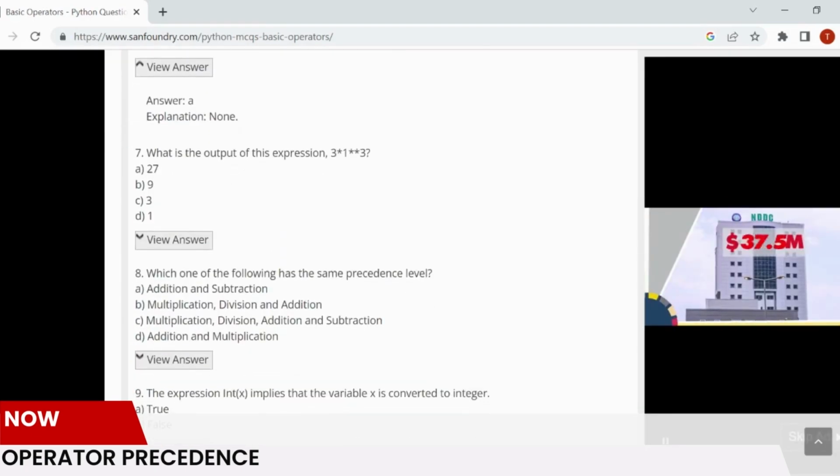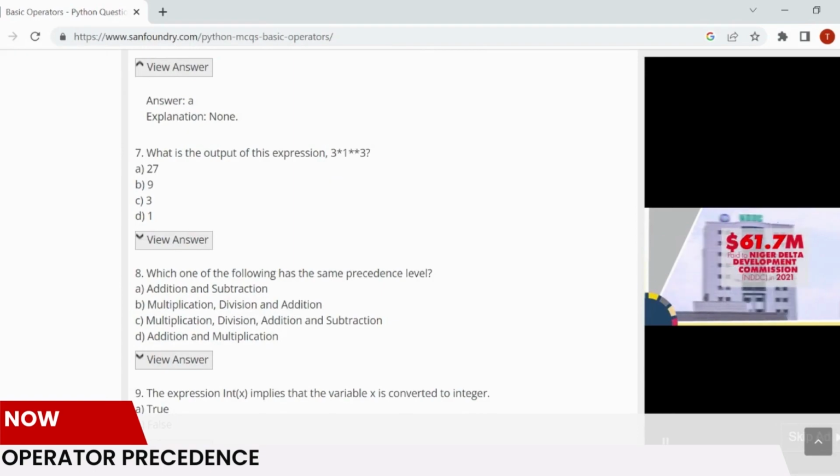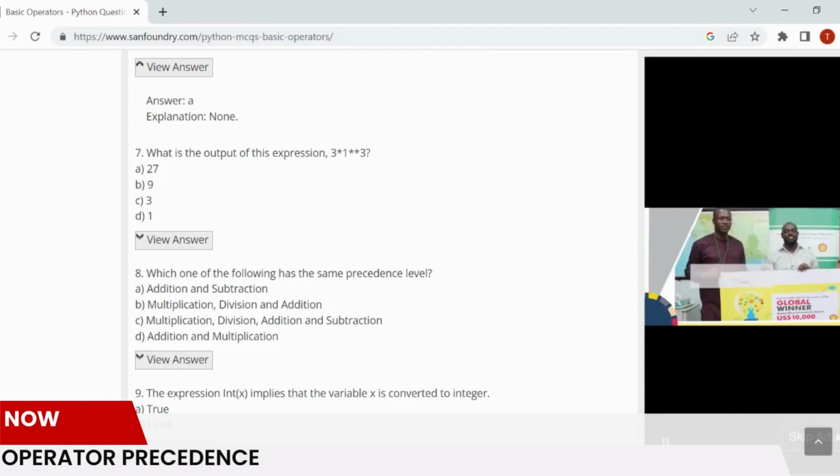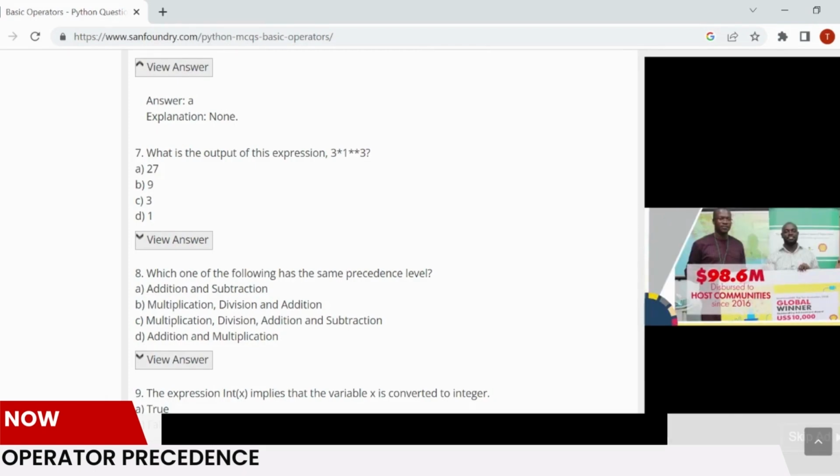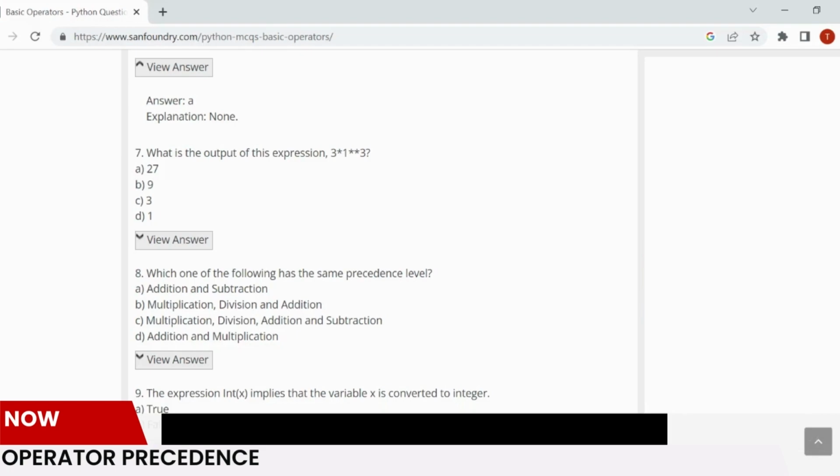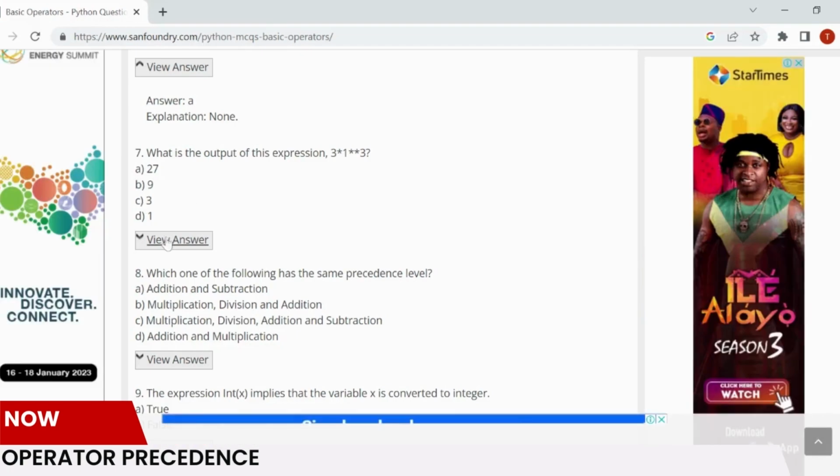Yes, A. What is the output of this expression? 3 times 1 raised to power 3. We start with the exponential part, and that will be 1 raised to power 3, which is 1. Then we are left with 3 times 1, and that's 3. And that will be C.